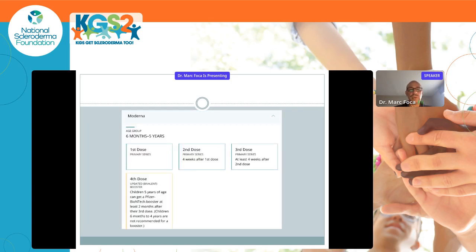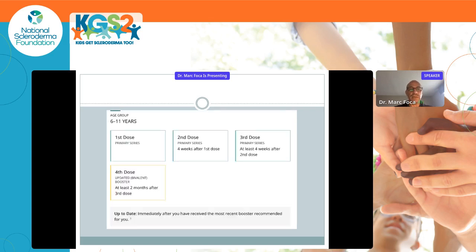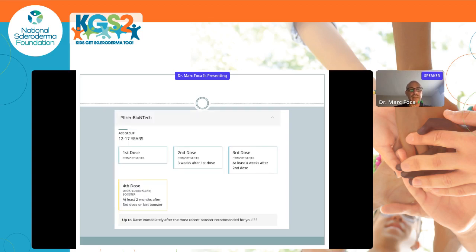Their dosing schedule is a little bit different than Pfizer, and their dosing schedule this way goes to 5 years. They do not have a booster, so if your children are 5 years old and they've received Moderna vaccine, in order to get the booster, they'll have to be boosted with the Pfizer product. If they're under 5, then they only get the 3 doses. 6 to 11 years is relatively similar to Pfizer. And when you go to 12 to 17, again, it's 4 doses.